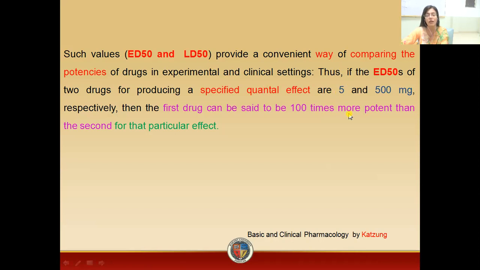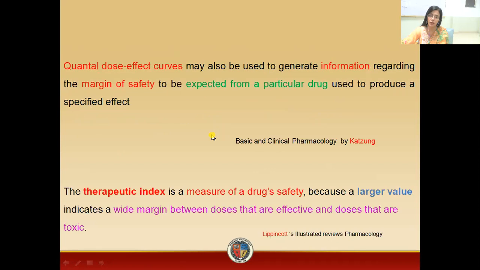For example, in this case, the drug which is producing the quantal effect at 5 milligram is said to be 100 times more potent than the second drug that is producing the quantal effect at 500 milligrams. Now, this quantal dose response curve gives us an estimate of the margin of safety, which we will discuss in this video. So the therapeutic index is the measure of drug safety. If we have a larger therapeutic index, it means our drug is more safe. So a wider margin, a large therapeutic index, means there is a wide margin between the dose that is producing an effective response and that is producing a toxic response.